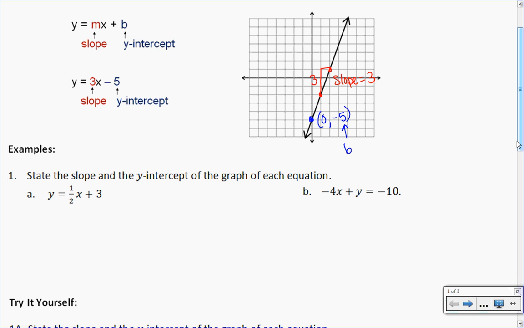Example 1 says to state the slope and the y-intercept of the graph of each equation. So for A, we have y equals 1/2 x plus 3. Well, this is in the form y equals mx plus b. We have y equals, and then a number times x plus another number. So from here we can easily see that m is 1/2. And b is 3. This is the slope. This is the y-intercept.